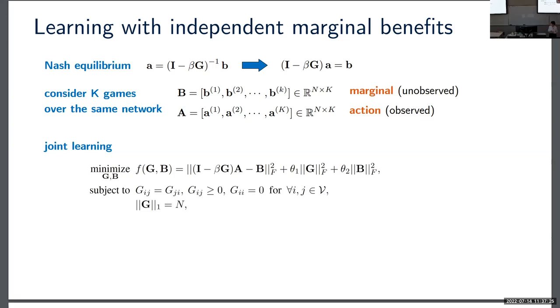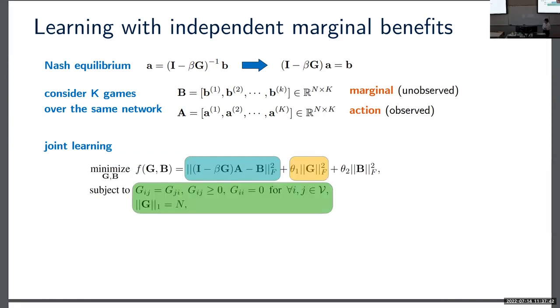So we propose an optimization framework, a joint learning of the marginal benefit and also the graph structure, by imposing some sparsity constraint on the graph and also some prior on the marginal benefit. So we have a fidelity term that we want to make sure that the predicted action is as close to the observed action as much as possible. And then we have some sparsity constraint on the graph structure. And also it should be symmetric, diagonal is 0, etc. And the last one is our assumption on the marginal benefit.